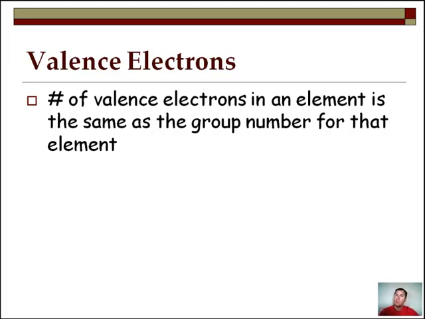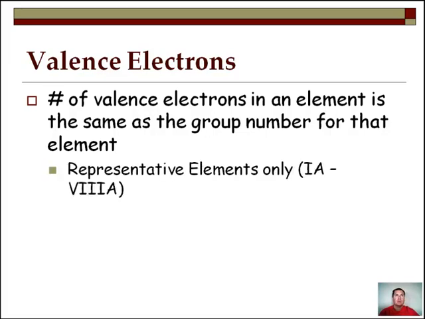Okay, we're talking about our representative elements. That's 1A, 2A, all the way up to 8A. So the group number that it's in tells you how many valence electrons. So, for example, Group 1A has one valence electron, that's hydrogen.